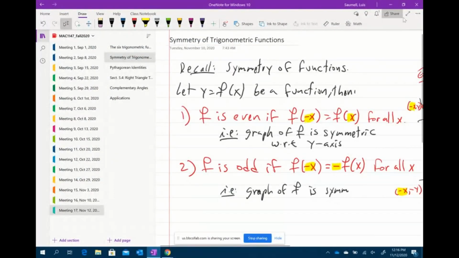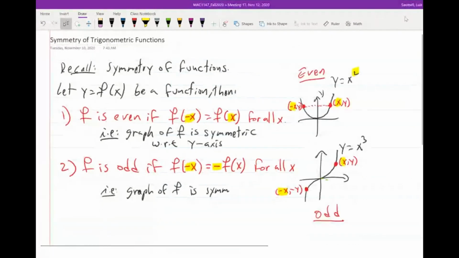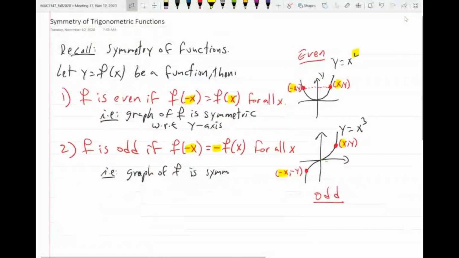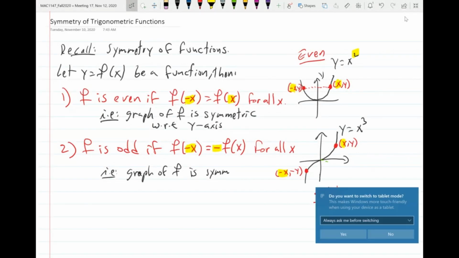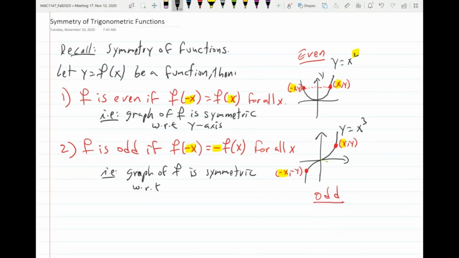Right, perfect. Okay, so even means that the graph is symmetric with respect to the y-axis. Odd means that the graph is symmetric with respect to the origin. So the graph of f is symmetric with respect to the origin, the point 0, 0.